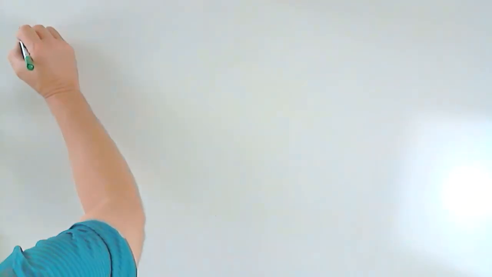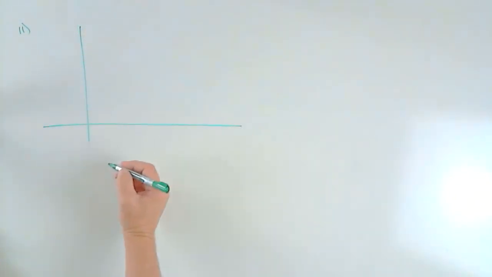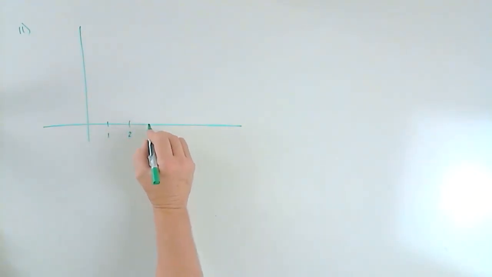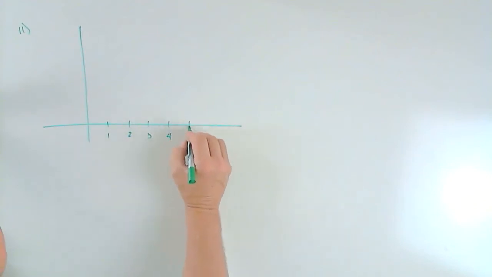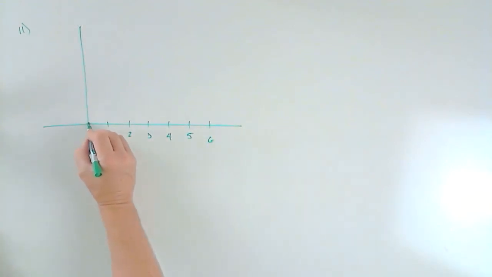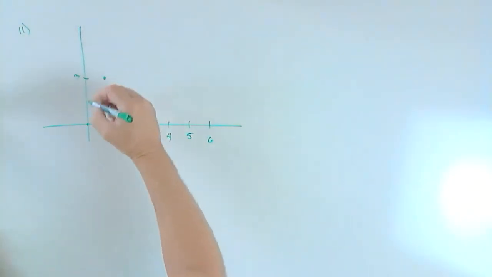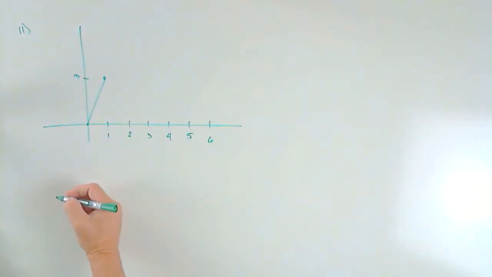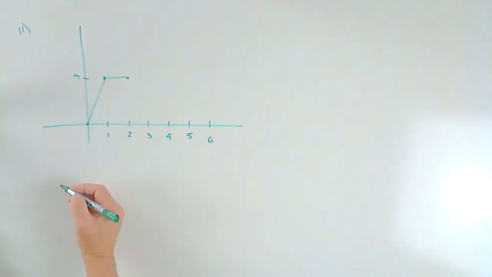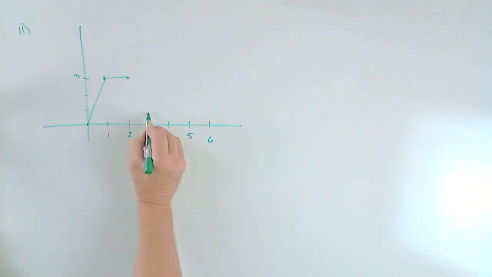So in problem 11, they give us a graph. And this graph goes from, here's 1, here's 2, 3, 4, 5, and finally 6. It starts at 0, 0. It goes to 1, 3. Right here, so that's 3 tall. So it goes like this. And then at 2, it's still 3. So it goes horizontally. And then it goes down to 1 at 3. So here's 2, here's 1. So it's right here.